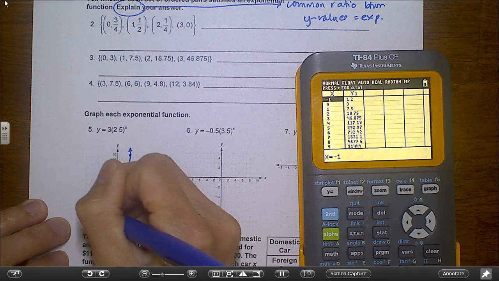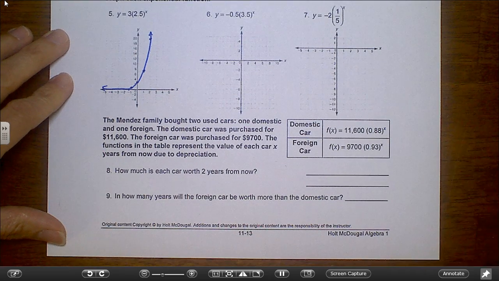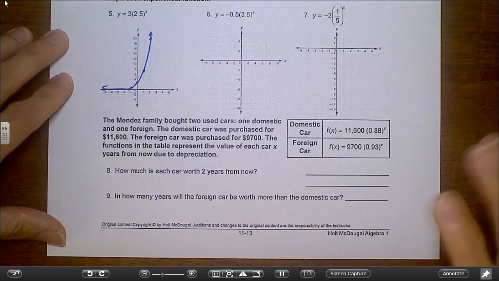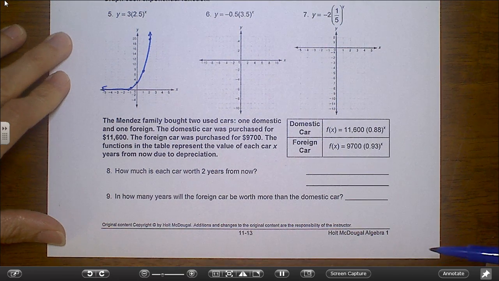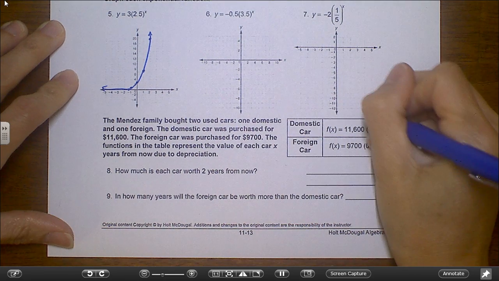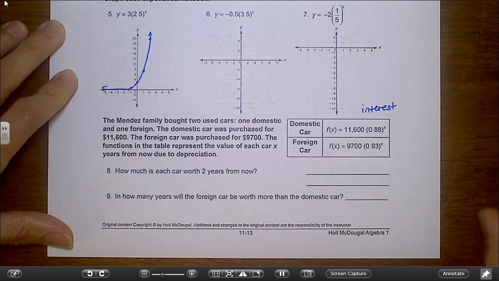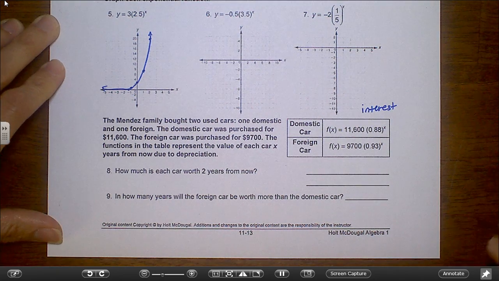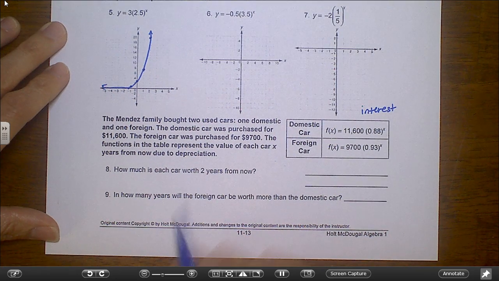Okay. And then number 8 and 9, this is really what exponential functions are used for in real life, like depreciation or interest, like in compound interest, simple interest, that kind of thing. You might have done that in economics with your personal finance unit. I'm not sure. We used to do it. I can't remember if we did it last year or not.